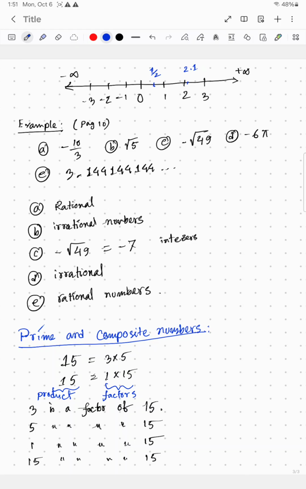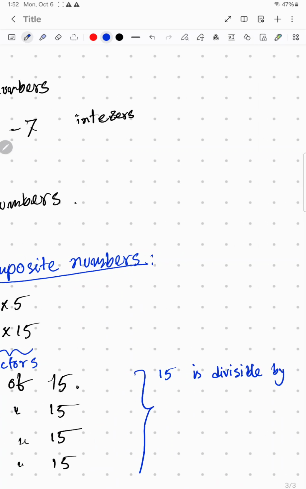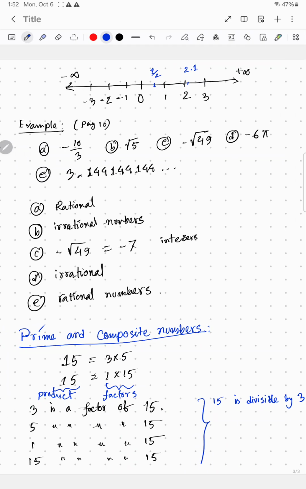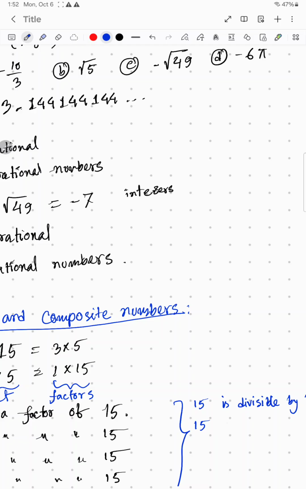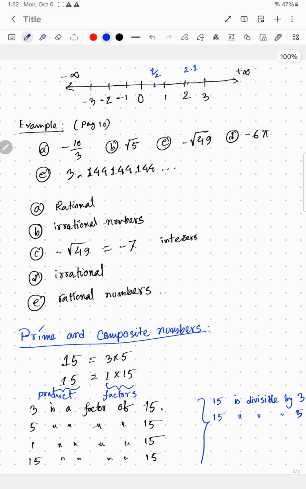Okay, now in another way of saying this, 3 is a factor of 15. We can say 15 is divisible by 3, or 15 is divisible by 5. We can also say 15 is divisible by 3. Okay, we can also say 15 is divisible by 5. And so on and on.